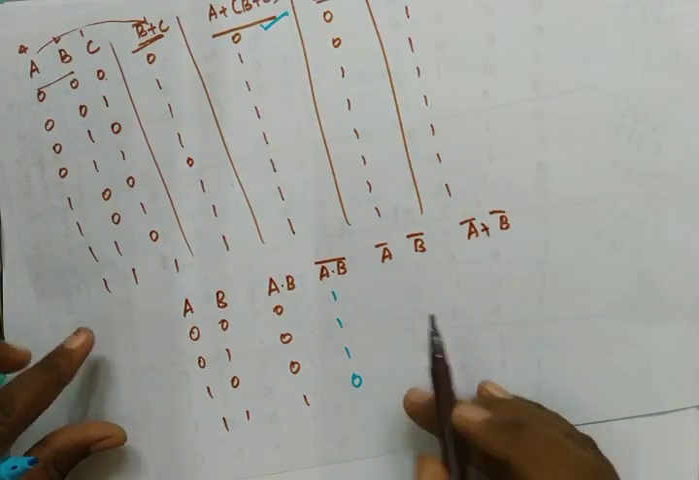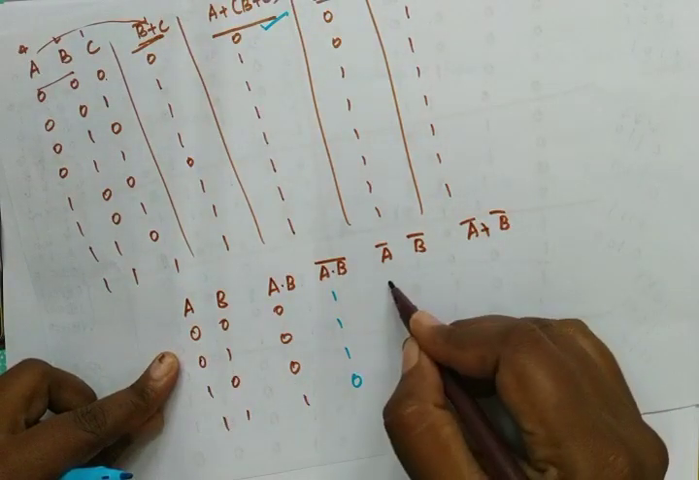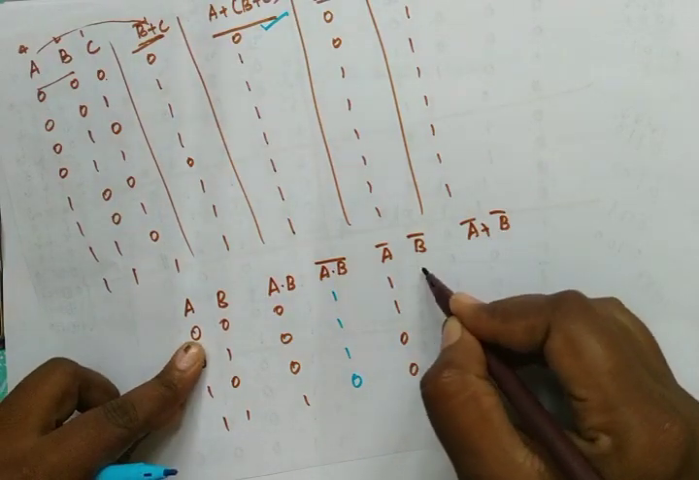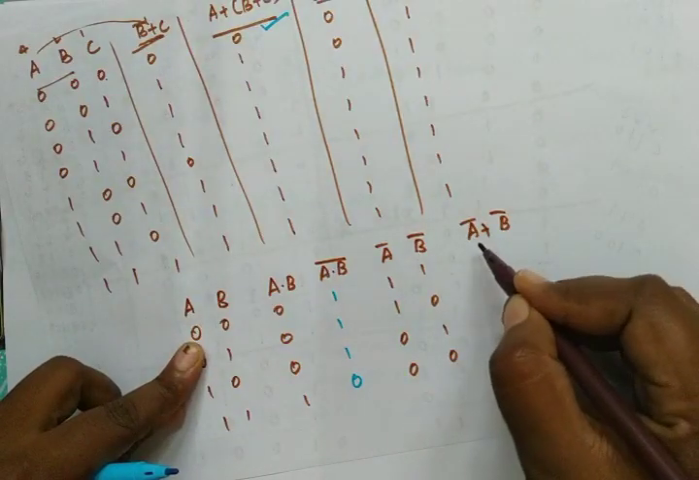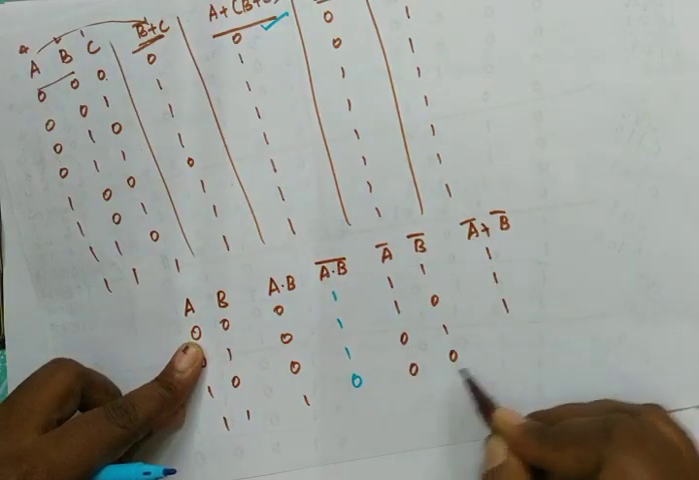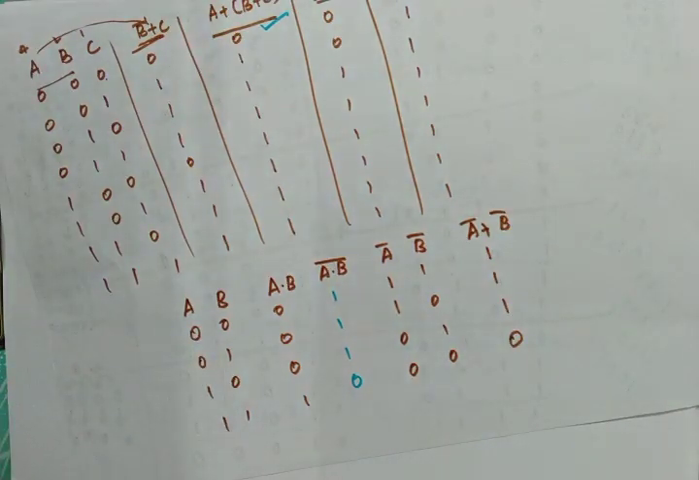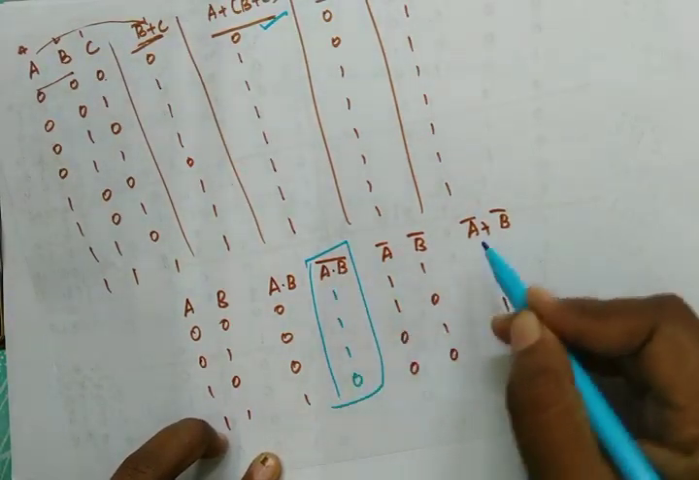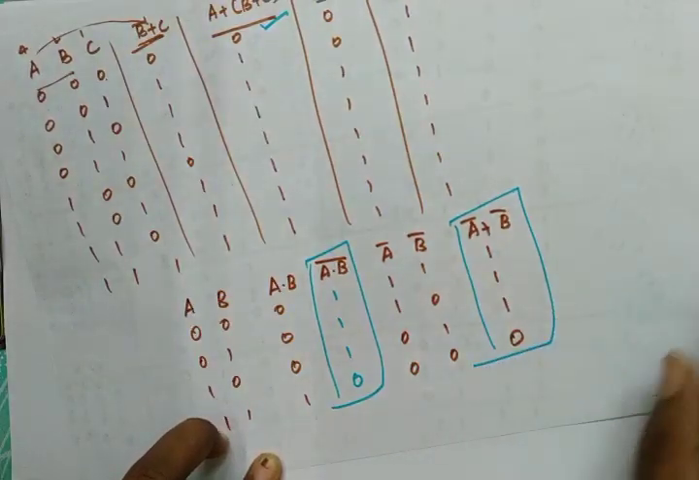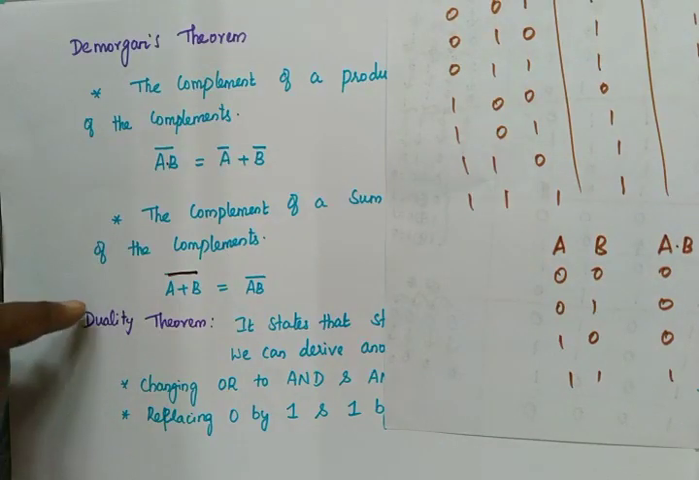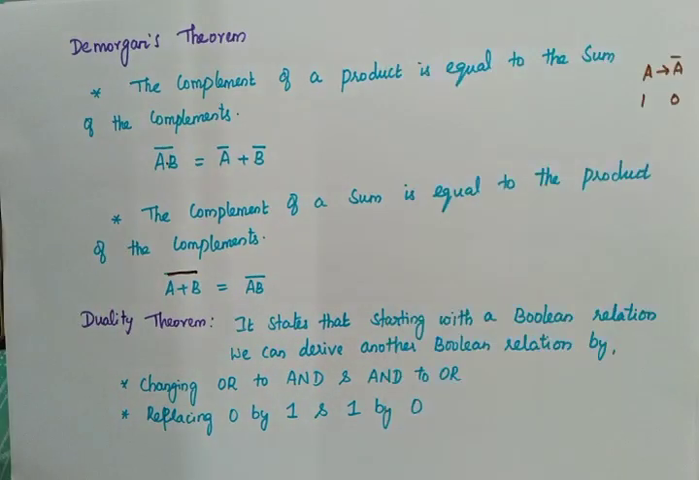Now what is A bar? A bar is, here we have A as 0. So the bar will become 1, 1, 0, 0. B bar will be 1, 0, 1, 0. Now what is A bar plus B bar? 1 plus 1 is 1, 1 plus 0 is 1, 0 plus 1 is 1 and 0 plus 0 is 0. So here we have A dot B the whole bar is equal to A bar plus B bar. So this is the proof for this De Morgan's first law. Likewise, we can prove the second law also. That is, the complement of a sum is equal to the product of the complements.